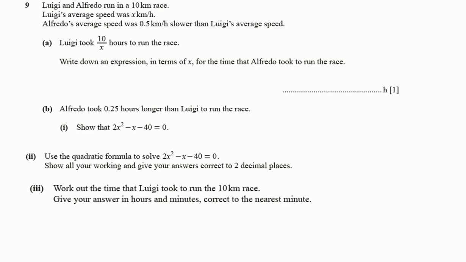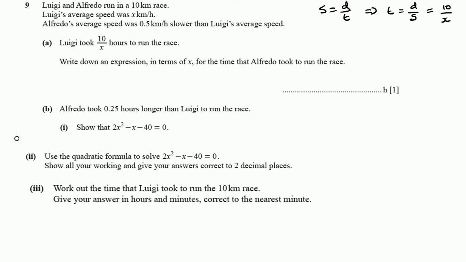Well, if Luigi's average speed was x, this whole question's got to revolve around speed, distance, and time, right? So speed equals distance over time. I want to know how long he took to run the race. So we want to rearrange this formula, saying time equals distance over speed. So Luigi's time is 10 over x. This makes sense because, of course, it's a 10-kilometer race and he's running at a speed x.